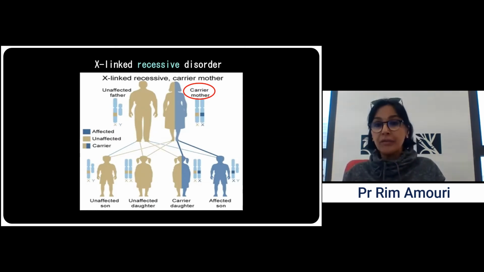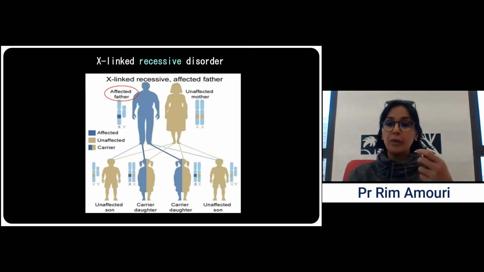And for a carrier female with a pregnancy, there is a 1 in 2 chance her sons will inherit the disease allele, and a 1 in 2 chance her daughters will be carriers. And women are affected when they have two copies of the disease allele. In this case, all of her sons will be affected, and all of her daughters will be unaffected carriers.